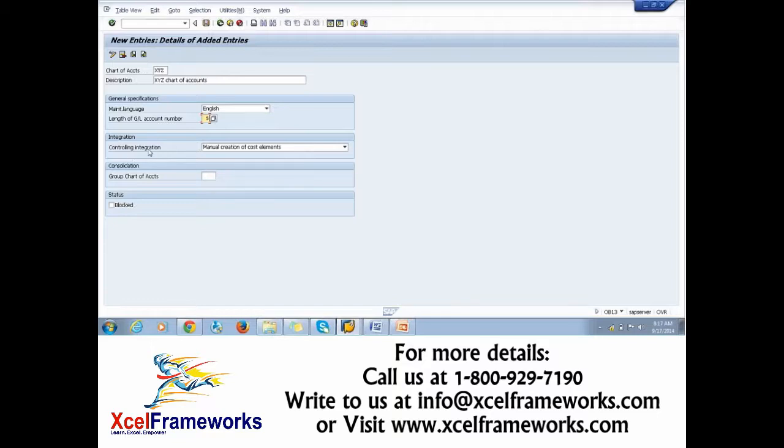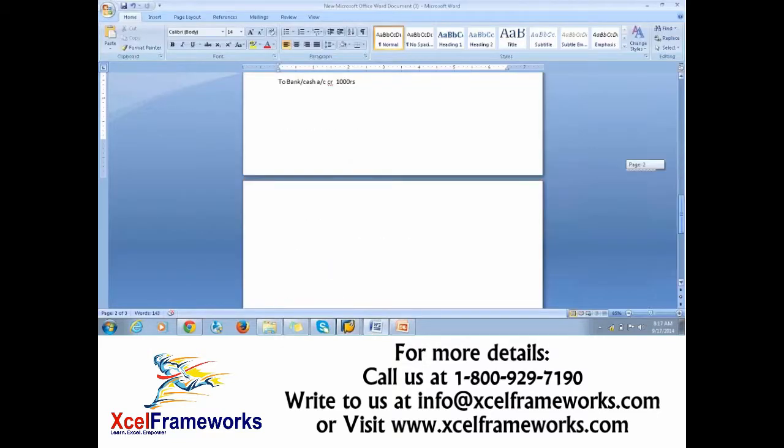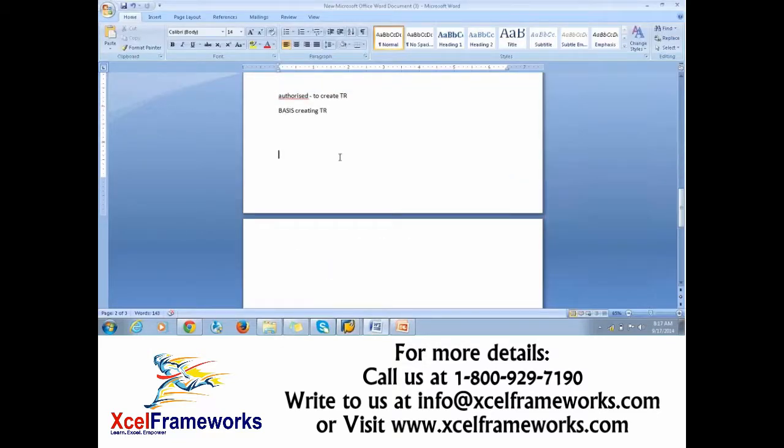Controlling integration. In this course, we have both FI and also controlling. So how is FI integrated with controlling? That we are defining here. Manual creation of cost elements. We will be covering this cost elements topic in controlling. Group chart of accounts. Now I need to tell you some important thing.